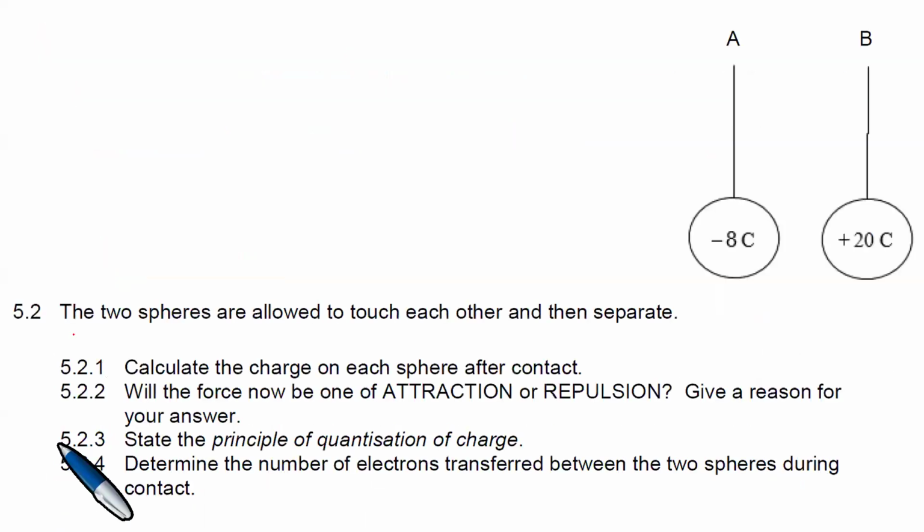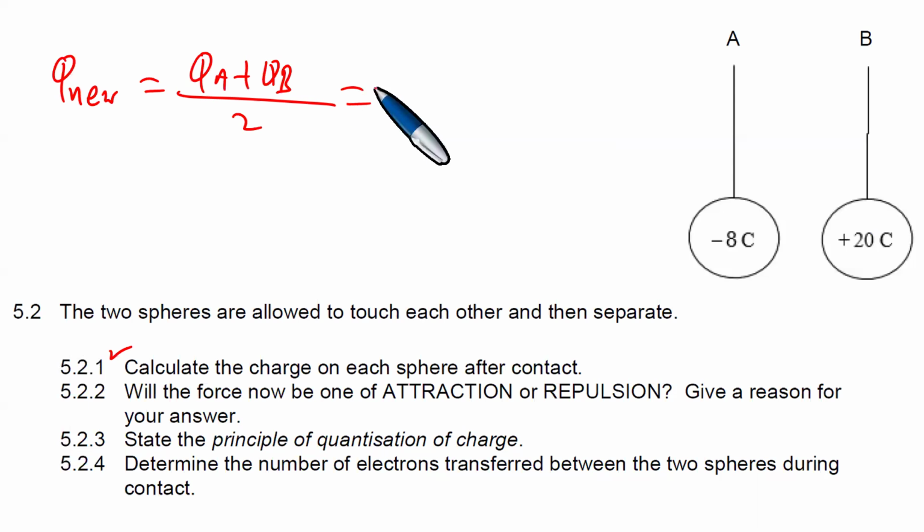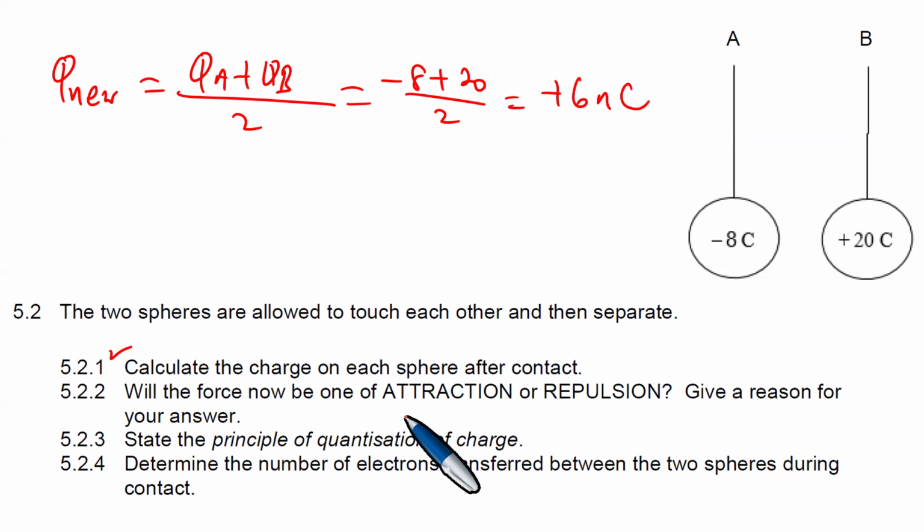Okay. Right. So the two spheres are now allowed to touch each other and then separated. So they're allowed to touch each other and then they're separated. Okay. So calculate the charge on each sphere after contact. What is the charge of each sphere after contact? So we're going to have Q new. So if they're brought next to each other and then separated, there's QA plus QB, you divide by 2. The QA is -8, the QB is 20, you divide by 2. And this is actually 6 nanocoulombs. So we're going to have a new charge, Q new, which is +6 nanocoulombs.